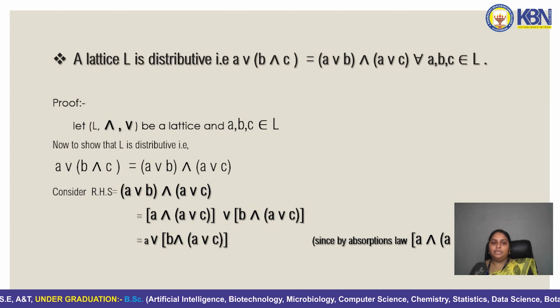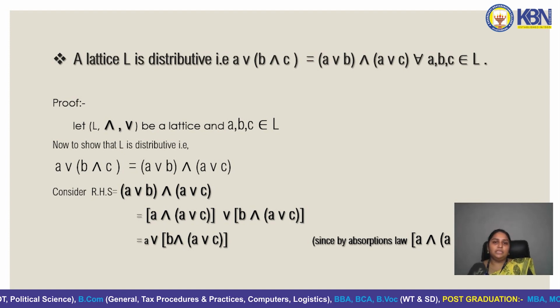Here from the definition we have two formulas: A join (B meet C) is equal to (A join B) meet (A join C) for every A, B, C belonging to L. Similarly, A meet (B join C) is equal to (A meet B) join (A meet C) for every A, B, C belonging to L. We can prove any one of the equations to prove that L is distributive. Here in this theorem we are using the first one, that is A join (B meet C) equal to (A join B) meet (A join C) for every A, B, C belonging to L.